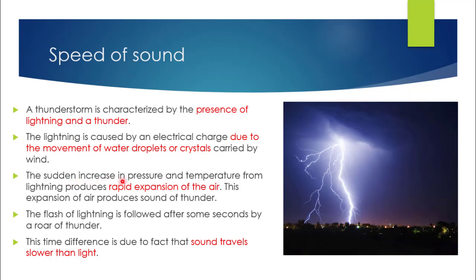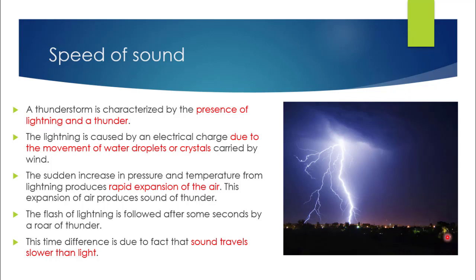The sudden increase in pressure and temperature from lightning will then produce a rapid expansion of the air. This expansion of air produces the sound of thunder, which we are able to hear. The flash of lightning is followed after some seconds by a roar of thunder. It means we are able to see the flash of lightning first and then the sound of thunder. This time difference is due to the fact that sound travels slower than light. That is why we see the lightning first and then the sound of thunder.